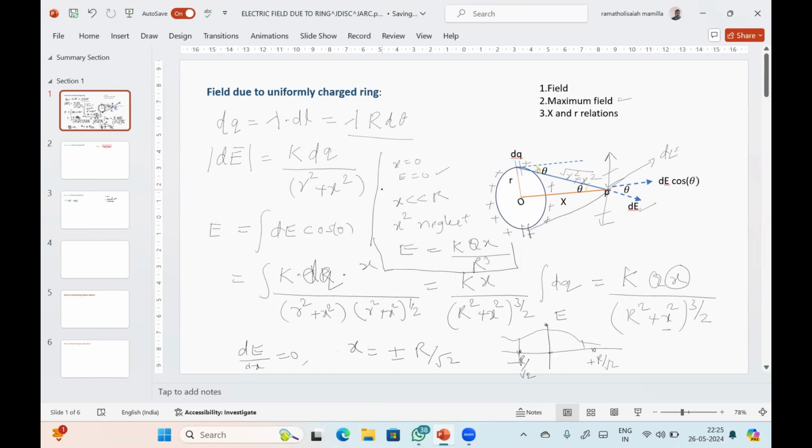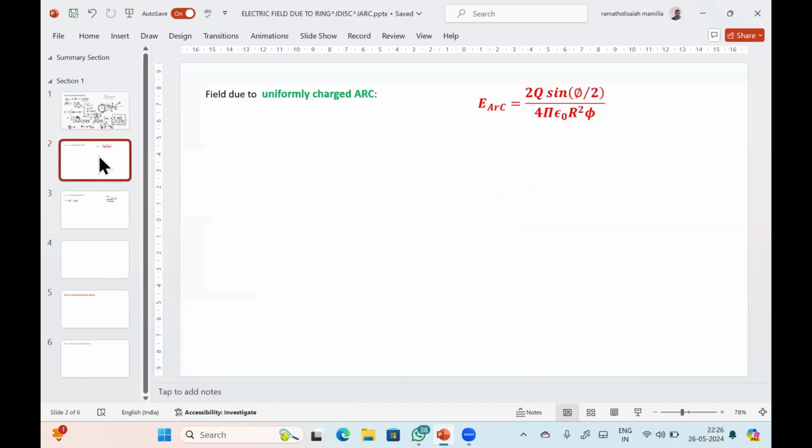Like that, given an x value comparable to r, you can substitute and find out. This is the final equation of field due to a ring. Maximum is at x equal to plus or minus r by root 2. So you substitute plus or minus r by root 2, and you will get the maximum field. That value you can find out by substituting the x value.